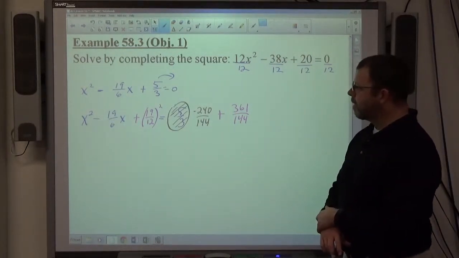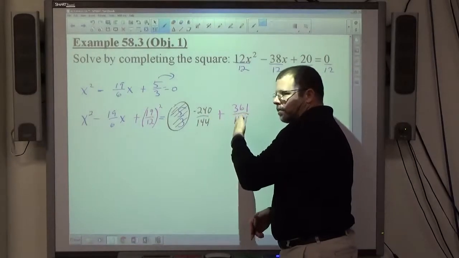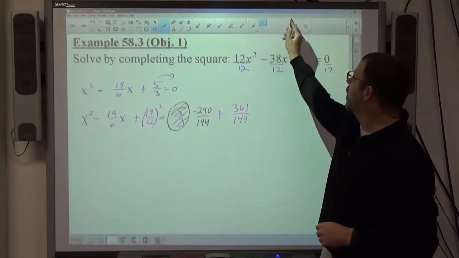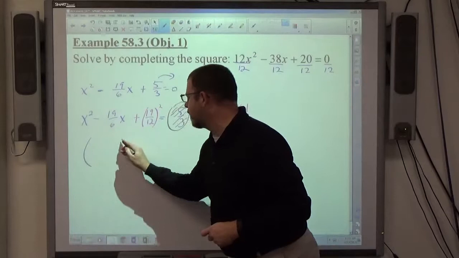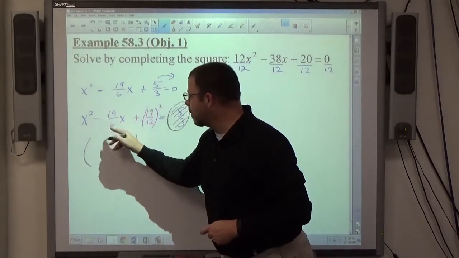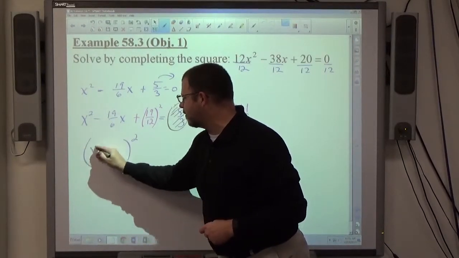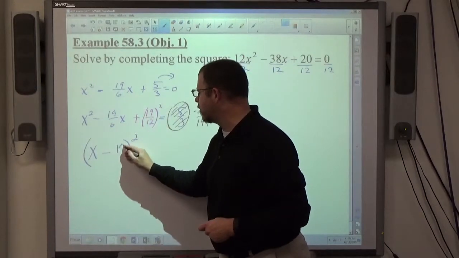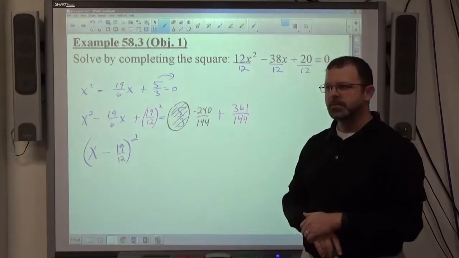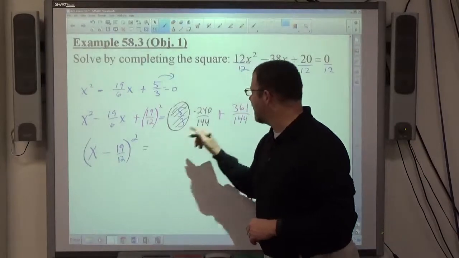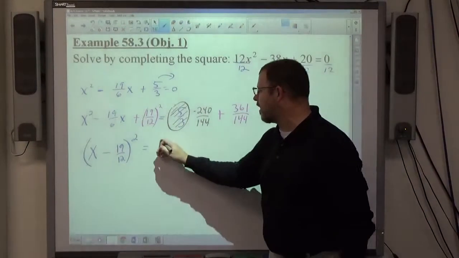All right? So, common denominator is happening. We have perfect square trinomial on the left, we're ready to go. So again, parentheses squared goes over here. The middle term is minus, so it's minus. X squared, square root is x. 19/12 square root is 19/12. On the right hand side, negative 240 plus 361 is 121.